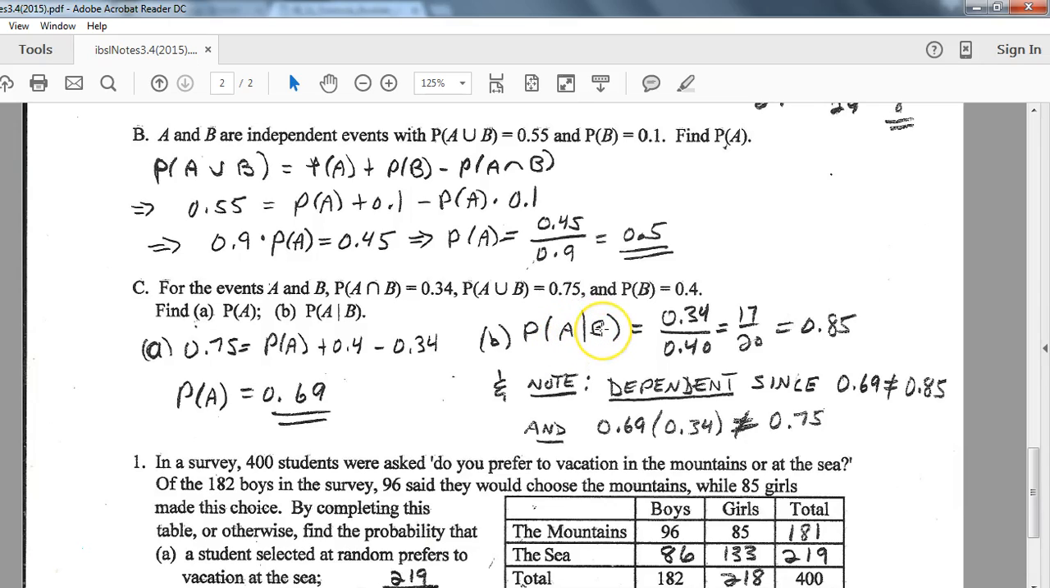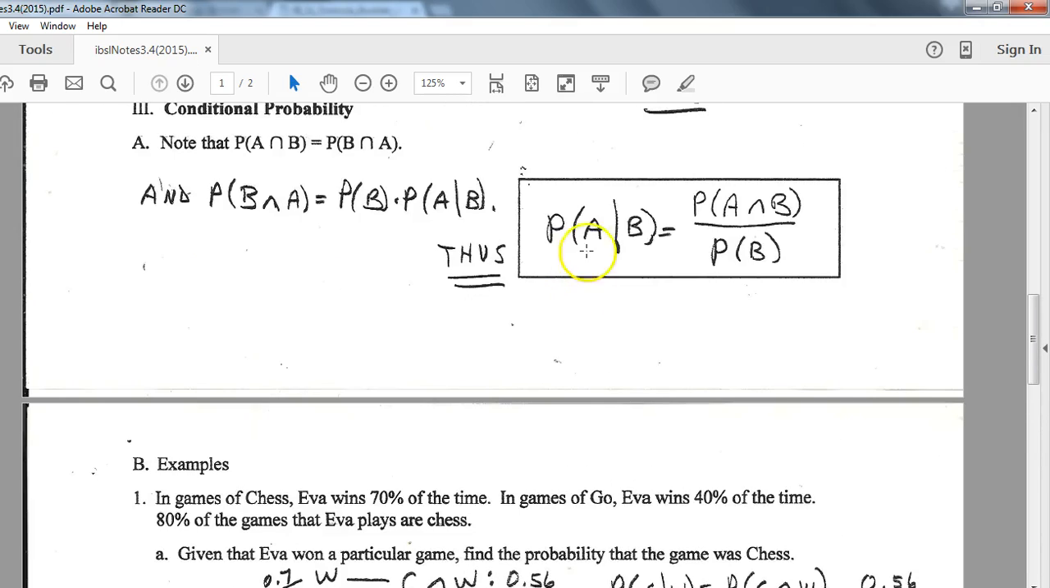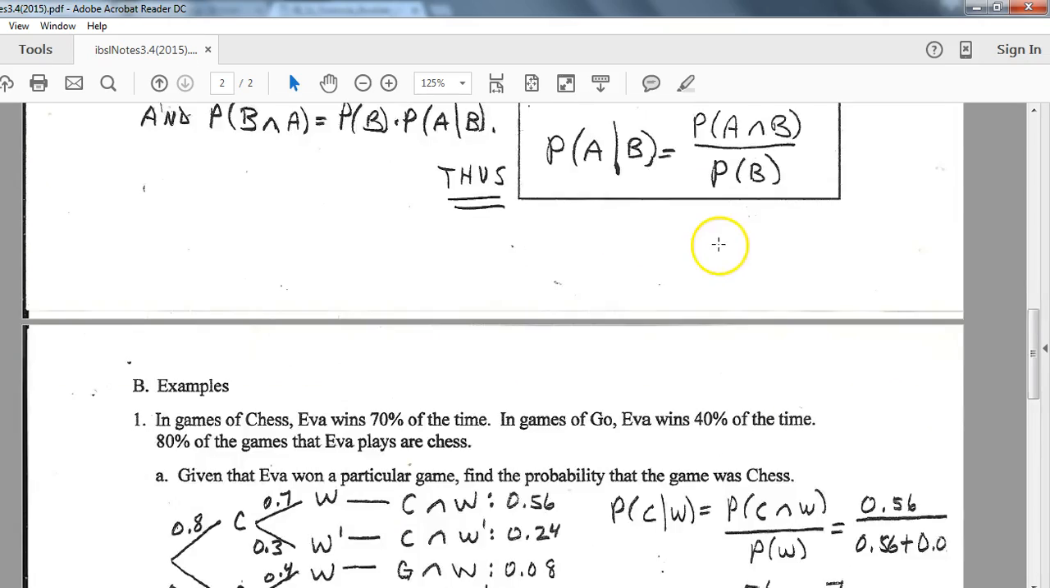Always remember that your given goes on bottom. So I'm putting the probability of B on bottom. On top, this is the probability of A and B happening. So I know right here, A and B was 0.34. That's what goes on top. And that's what gets us that answer. This is why for cases like this, it is so much better that you memorize this setup and don't use the one that's in the formula packet. Use this one. It's going to make a lot more sense.